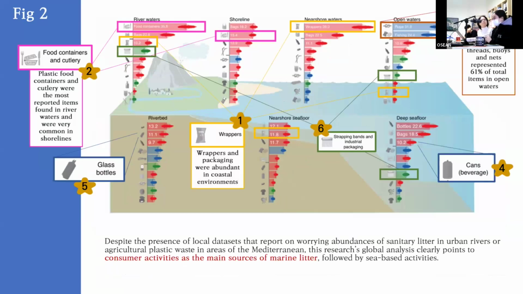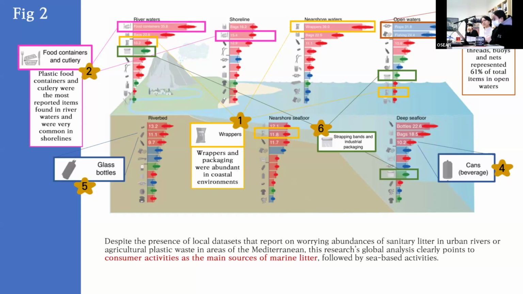Wrappers and packaging were abundant in coastal environments but were relatively scarce in the open ocean. Plastic food containers and cutlery were the most reported items found in river waters and were very common in shorelines. Synthetic ropes, strings, threads, buoys, and nets represented the majority of items found in open water, 61% of the total items. These items tend to be part of fishing gear that has been lost or discarded.